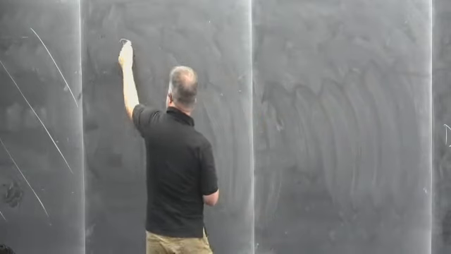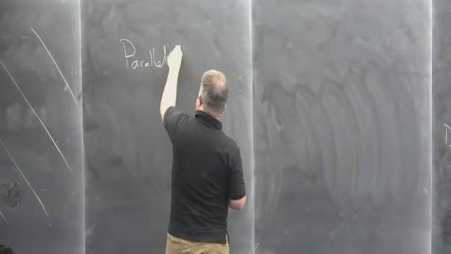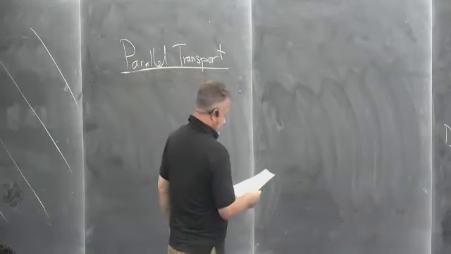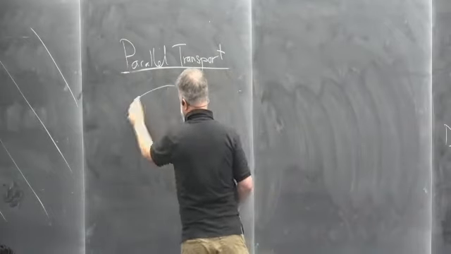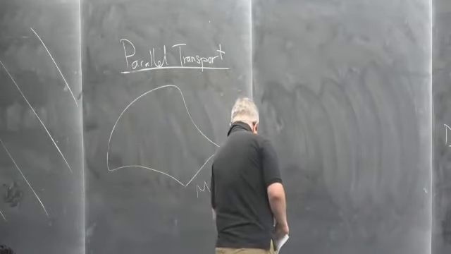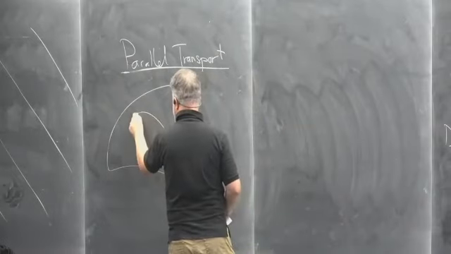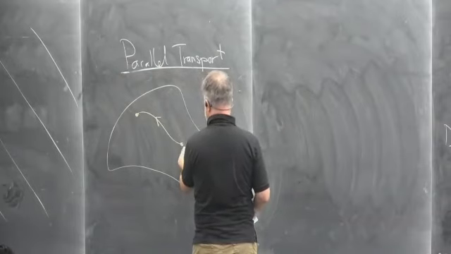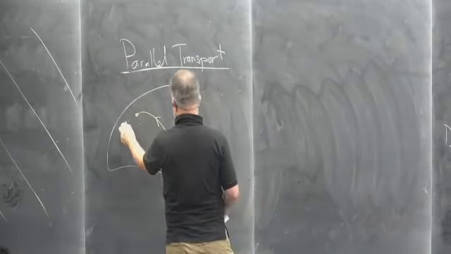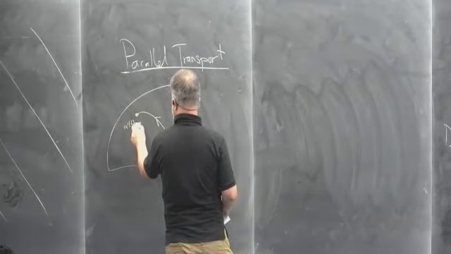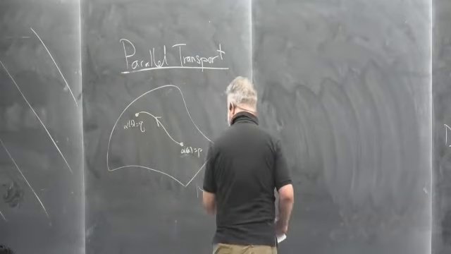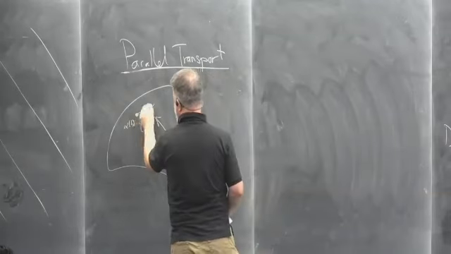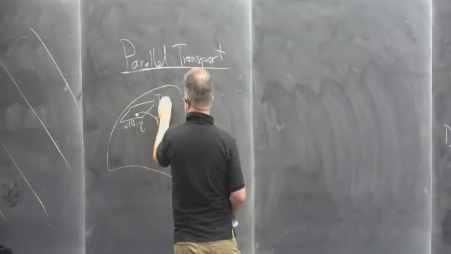Okay, so the next notion, now that we know covariant differentiation along a curve, is that of parallel transport. So what is this? I'm going to draw a picture before I say any words. Again, we're going to start with a curve alpha. This will be the initial point, and this will be the final point. So we have a tangent space to M at the initial point, and we have a tangent space to M at the final point.